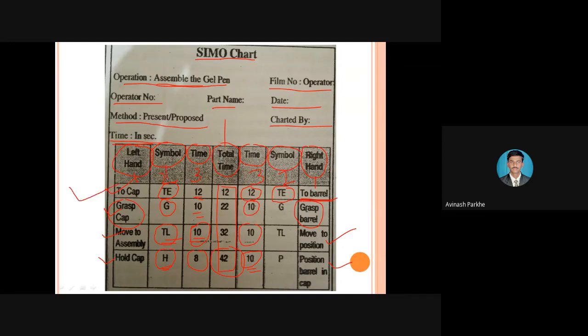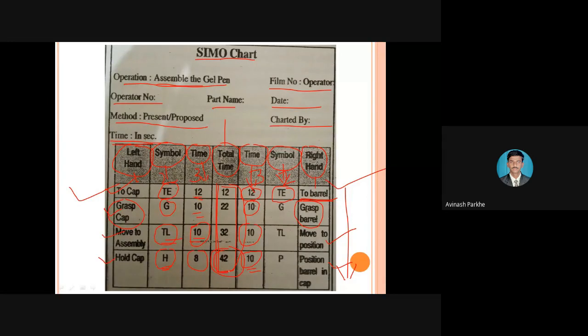Those activities can be represented in a symbolic manner, and the time required to perform that activity is also represented by the third column. Similarly, at the right side of the chart, whatever activities are performed by the right hand can be represented in this particular vertical manner. Those activities can be represented in the form of symbols, and to perform that particular activity, how much amount of time is required? That time is represented by using this particular third column. And at the center, how much amount of total time is required to perform that particular task? That total time can be represented by using this particular central column.